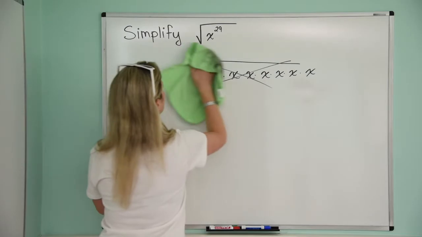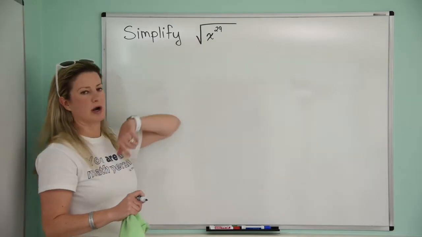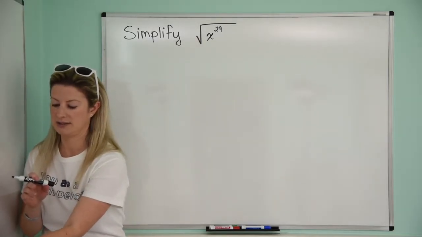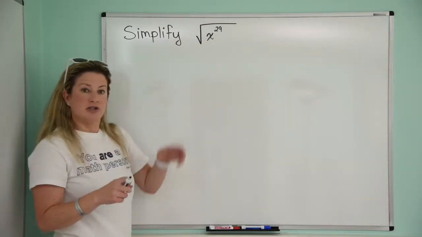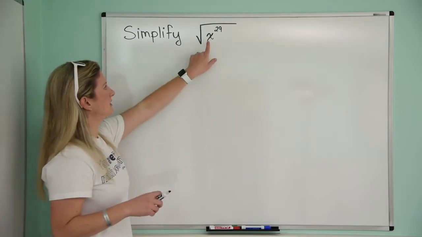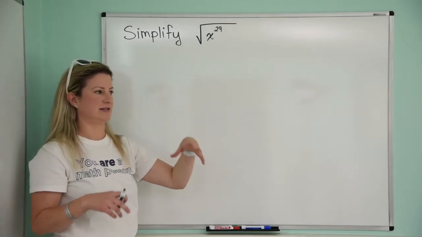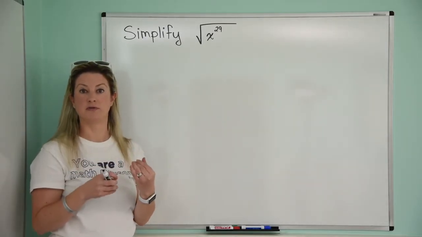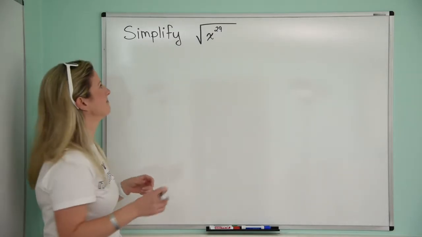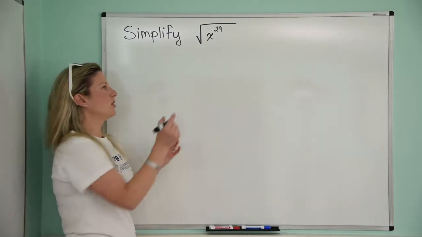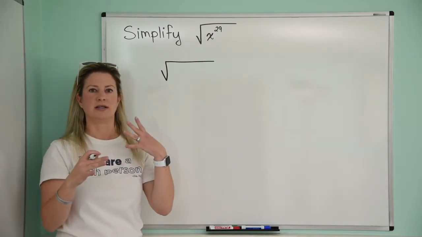All right, so the first thing I want to tell you is, in this case, we're dealing with a square root, okay? Remember, when there's no index there, it implies it's a square root. If there were a 3 there, it would be a cube root, a 4 there, a 4th root, etc. When you're dealing with square roots, you want to see if you can write x to the 29th, or whatever you have in there, as x to the and then some multiple of 2. If it were cube roots, we want to write it as x to the and then some multiple of 3.